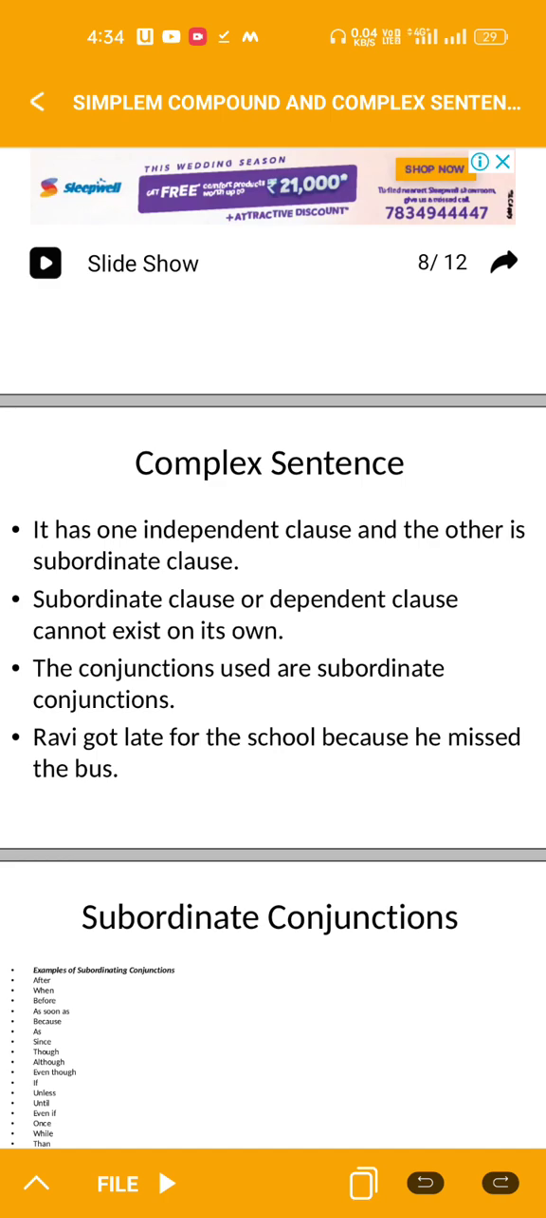So, Ravi got late for the school because he missed the bus. So, the main clause over here is Ravi got late for the school. It can exist on its own, that yes, Ravi got late for the school, it makes sense. But if we talk about only this, because he missed the bus, there remains something in our mind: what happened next? Because he missed the bus doesn't make complete sense. So this is a dependent clause because it has the subordinate conjunction because.